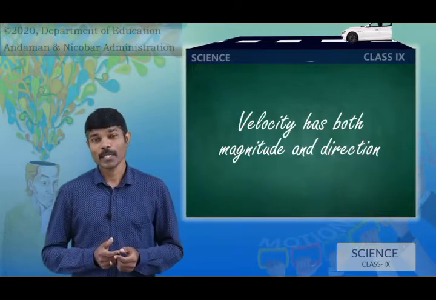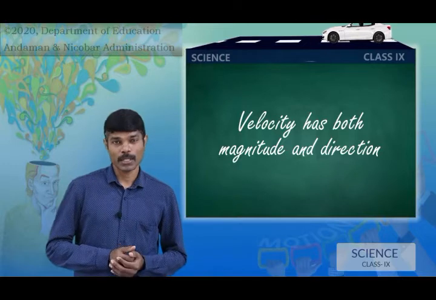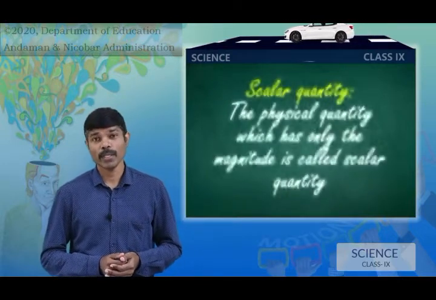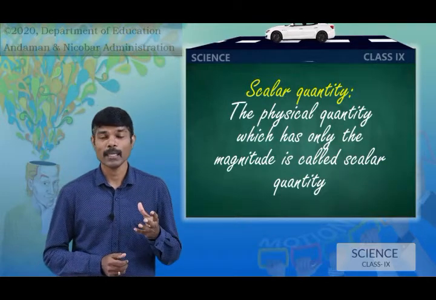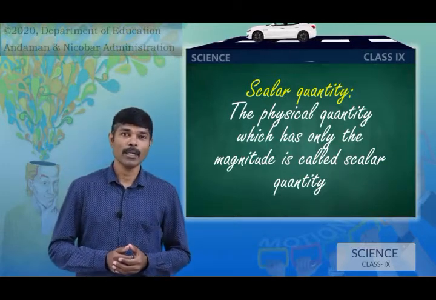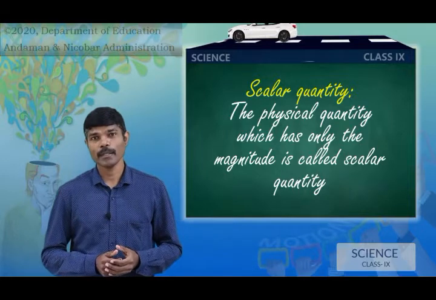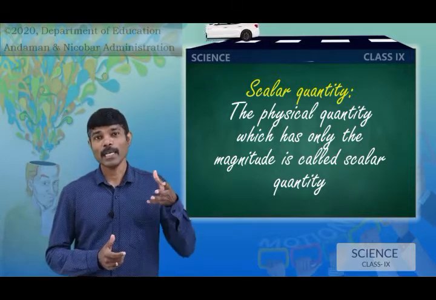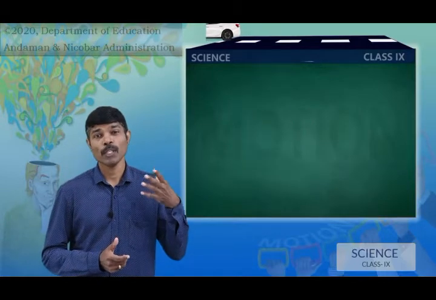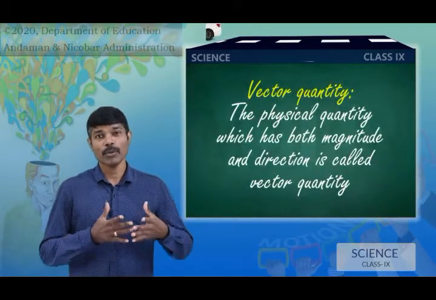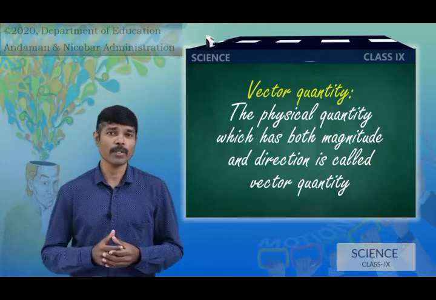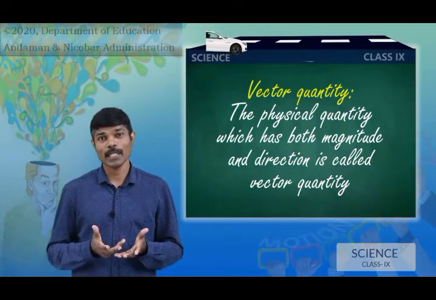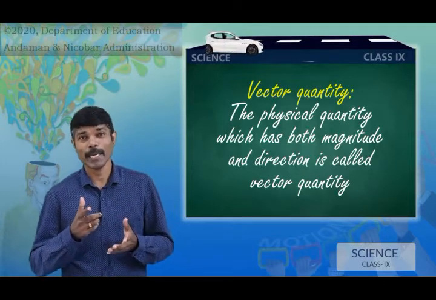One more thing you must have studied about scalar and vector quantity. What is scalar quantity? Scalar quantities are those quantities which have only the magnitude, whereas the vector quantity has both the magnitude and the direction. Say for example, speed has only the magnitude, that is a number, how fast an object moves. So in speed there is no information about the direction, whereas velocity, what is velocity? Velocity is the speed in a particular direction.